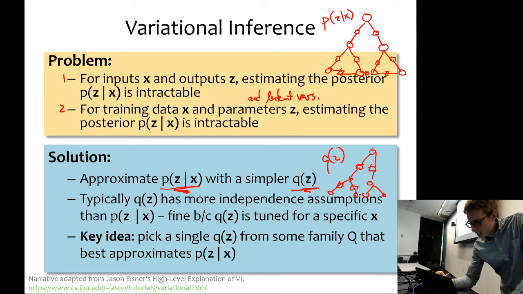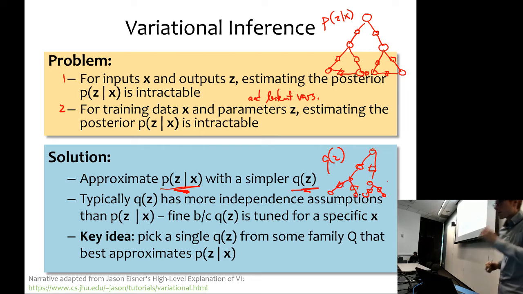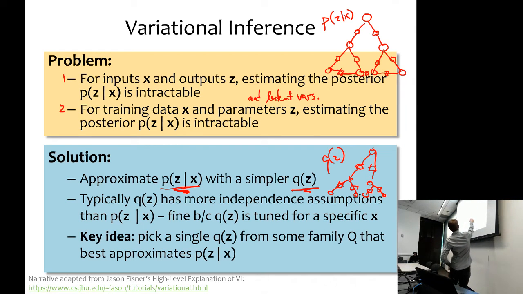So if this were the case, Q of z has made more independence assumptions. We've left out that linear chain connecting the leaf nodes. But it has a structure that makes everything about it easier to work with. And so the key idea then is to pick a single distribution, Q of z, from some family that best approximates P of z given x.